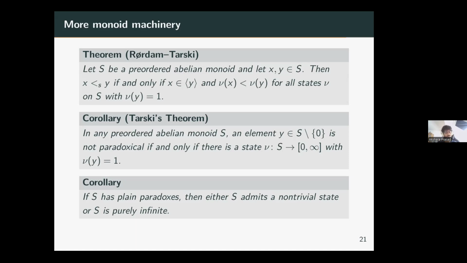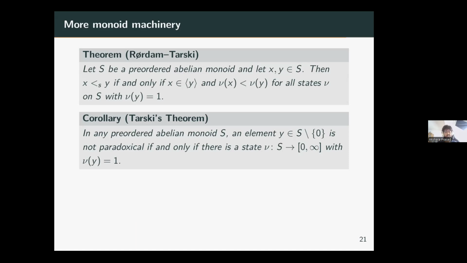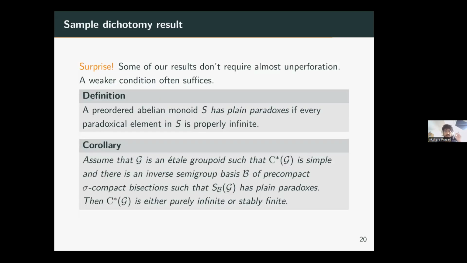So if you combine this with the relation between states we have between the type semigroup and C*-algebras, we get this corollary here: if the type semigroup has plain paradoxes, then if the C*-algebra is simple, it's either purely infinite or stably finite.